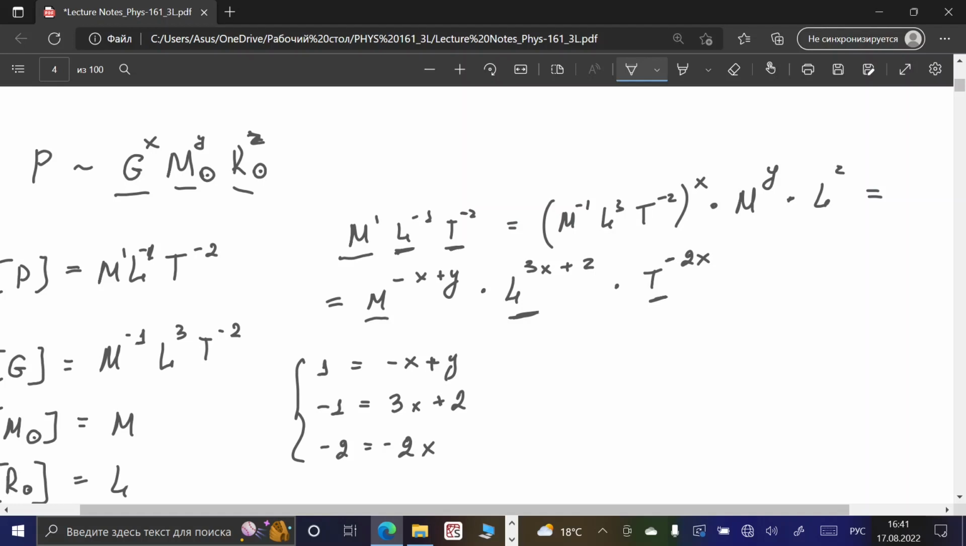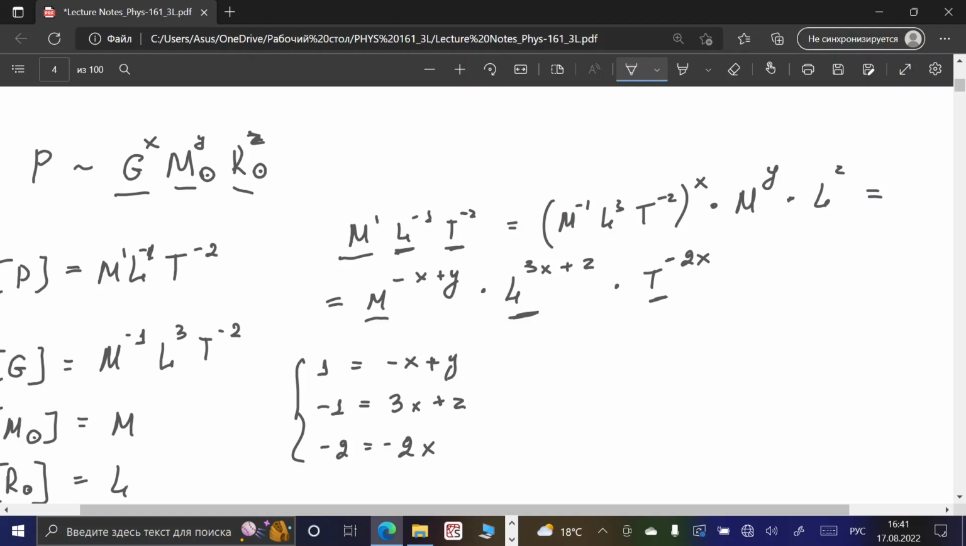So we have this system of equations. Instead of 2, we have z, exactly. Yes, I see that somehow we lost our unknown parameter. So this should be z.